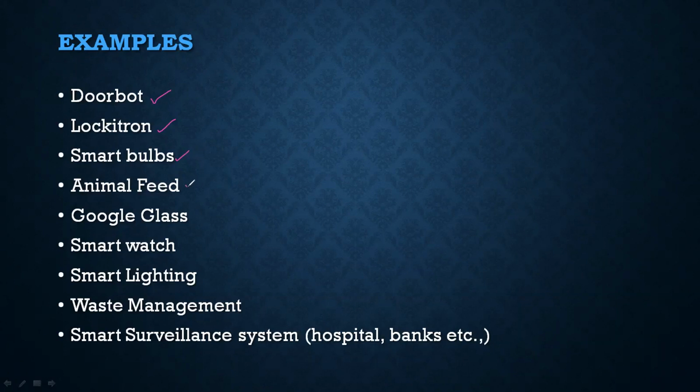Next one is animal feed. This is also one of the IoT systems. This is used to feed animals like dogs and cats. By that, the owner of those animals can easily monitor whether the animals have taken food correctly and in time.